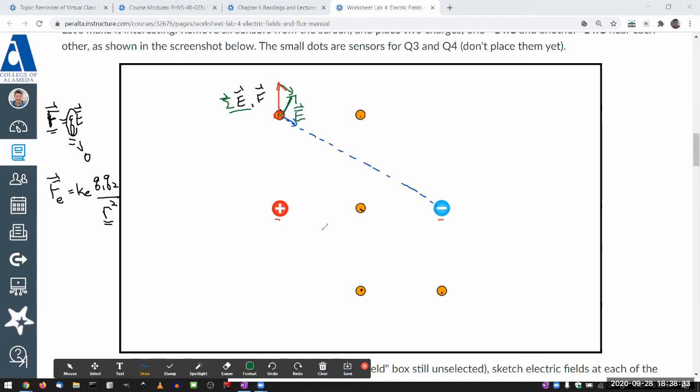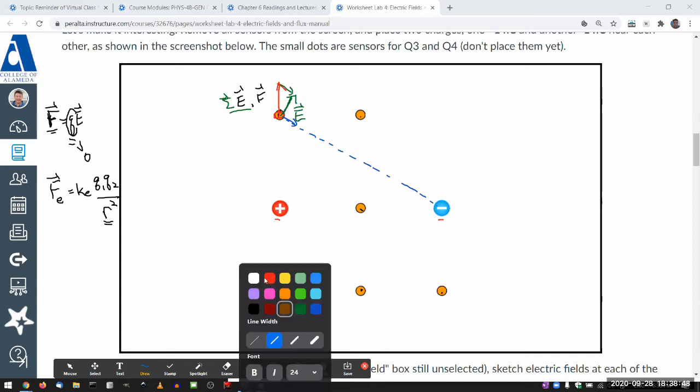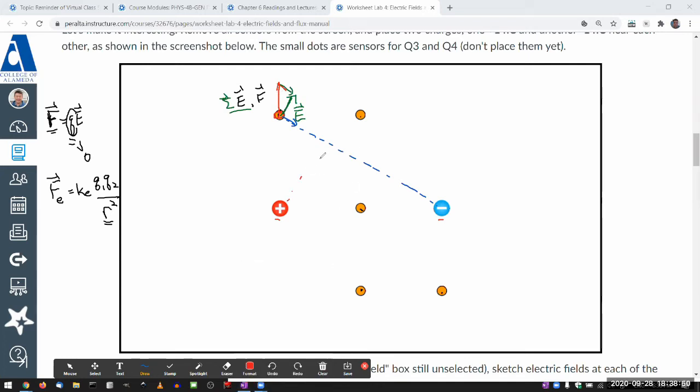That's mostly away from the positive charge, but the pull from the negative charge has a slight effect so that the electric field isn't pointing straight away from the positive charge. You can repeat this exercise for all the other test charges. So let me quickly do that.